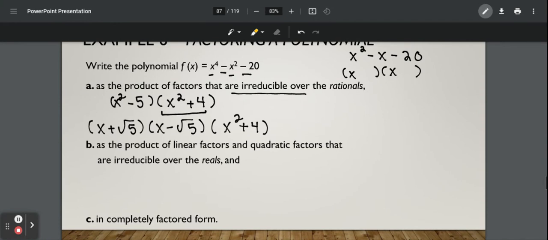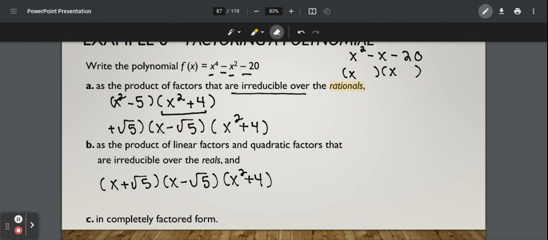Oh, so that was actually this part. So I guess what we're going to do is take this whole group right here and move that. So we're going to say x plus root 5, x minus root 5, and then x squared plus 4 is actually going to go down here. I didn't read this top part very carefully because it said over rationals, and root 5 and -root 5 are not rationals. So what that means is that for this first part A, we're not going to have this line in here.